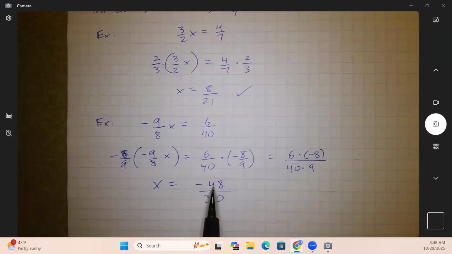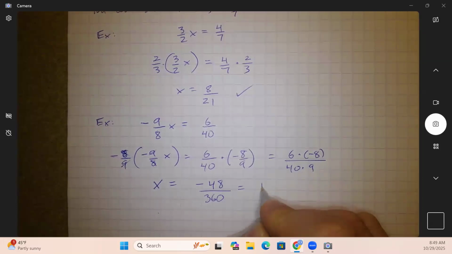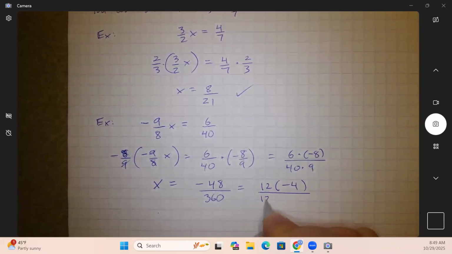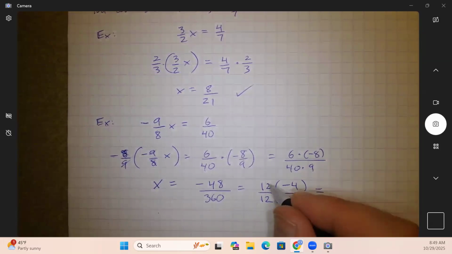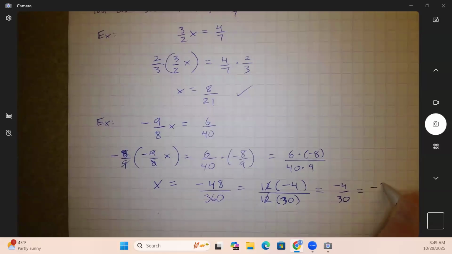For example, 12 divides the top. 12 times negative 4 is negative 48. And 12 divides the bottom, it's 12 times 30. And so those 12s cancel, and I get negative 4 over 30. And I say, oh, I can go one more step because 4 and 30 are both even, and I get negative 2 over 15.